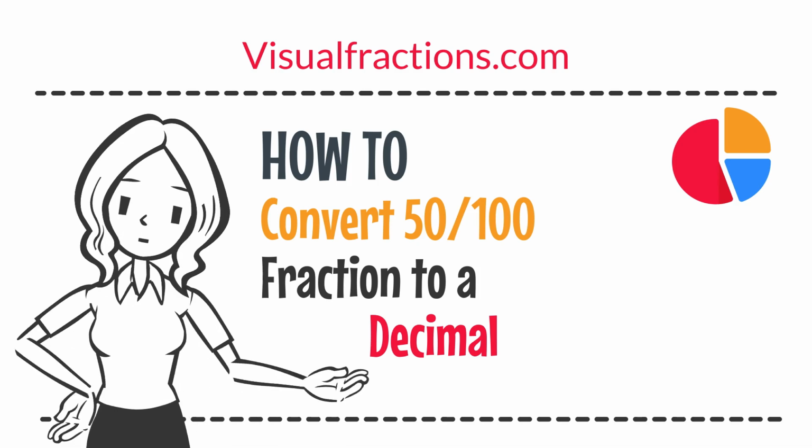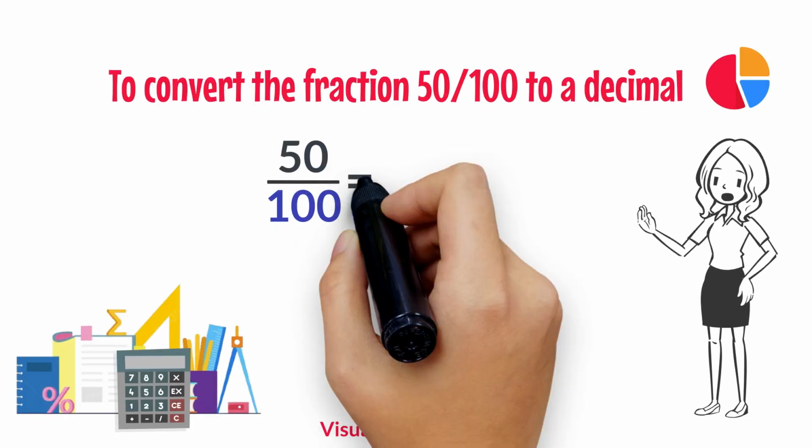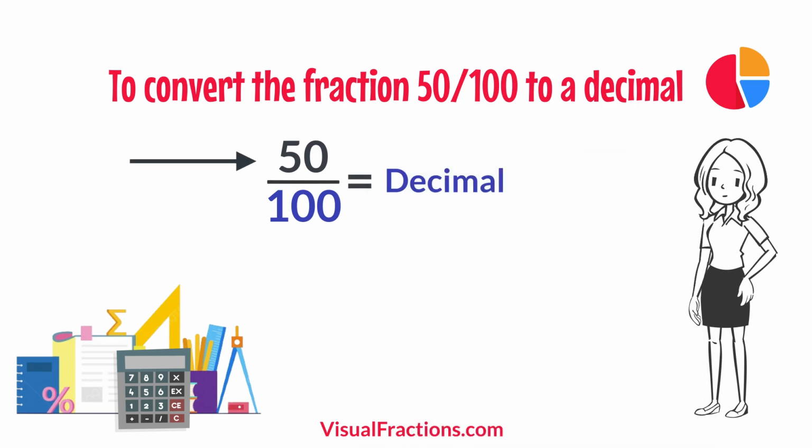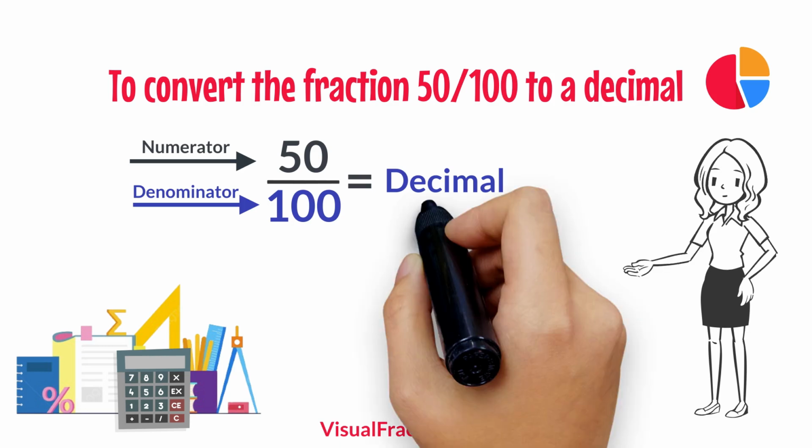Today, we're going to explore how to convert the fraction 51/100ths to a decimal. To convert the fraction 51/100ths to a decimal, all we need to do is divide the numerator, the top number, by the denominator, the bottom number. So, we simply divide 50 by 100. The answer we get is 0.5.